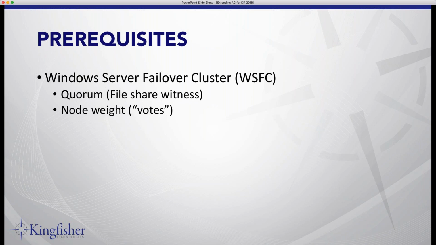So there's a number of criteria that we have to have in order to make all of this work together. First and foremost, you have to have a Windows Server failover cluster. And you want to use one of the newer versions for this, preferably Windows Server 2012 or higher, because that enables some features that are designed for a distributed type of arrangement like we're talking about here, a geographically distributed arrangement.